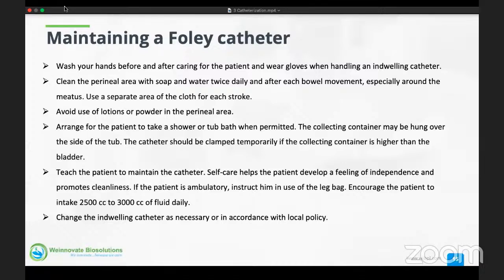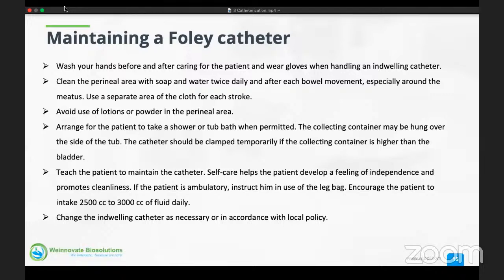You have to completely avoid the use of lotions or powder in the perineal area. Arrange for the patient to take a shower or tub bath when permitted. The container may be hung over the side of the tub if you are actually taking the patient for bathing or something.